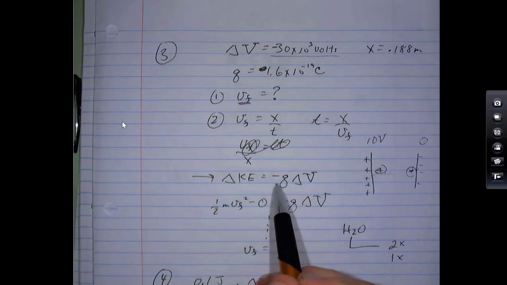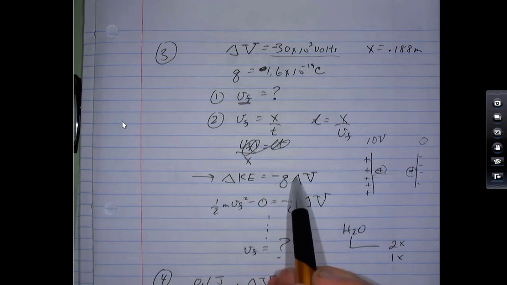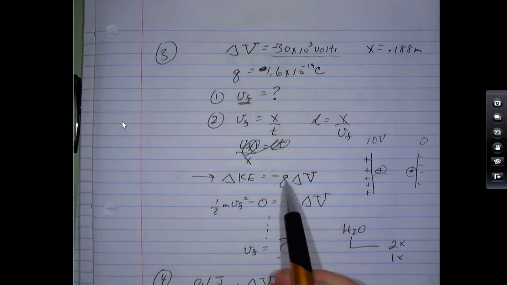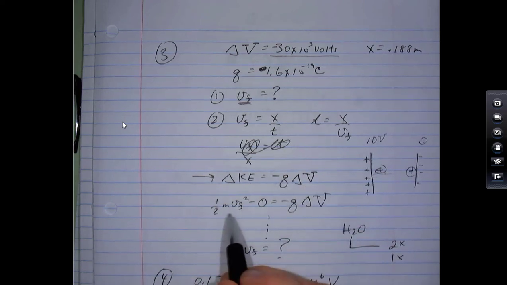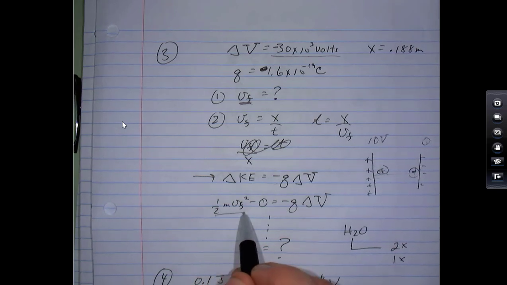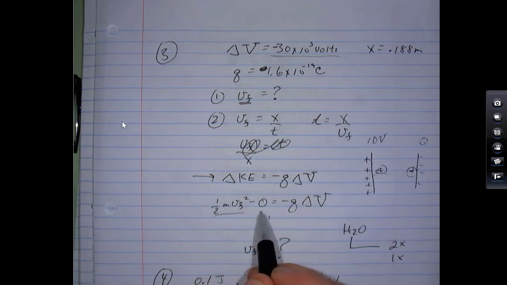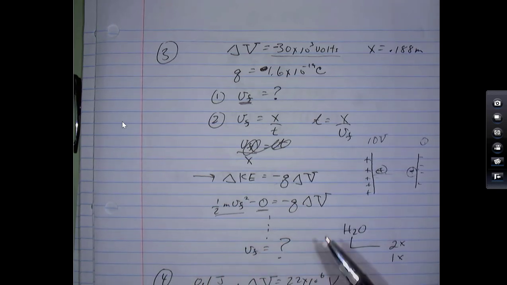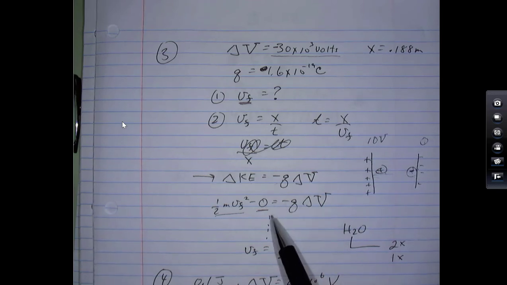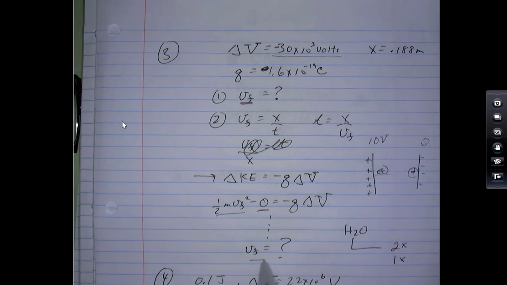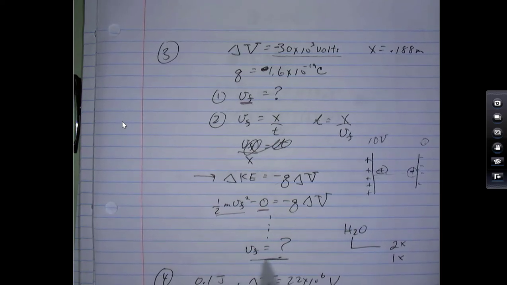Okay, so change in kinetic energy is minus the change in potential energy. We saw that in the previous problem. Minus Q times delta V. So the change in kinetic energy, final kinetic energy, 1/2 mv squared, minus the initial, we're assuming we're starting from rest, is minus Q times delta V. So you'll have to do a few steps of algebra to get the final speed here.